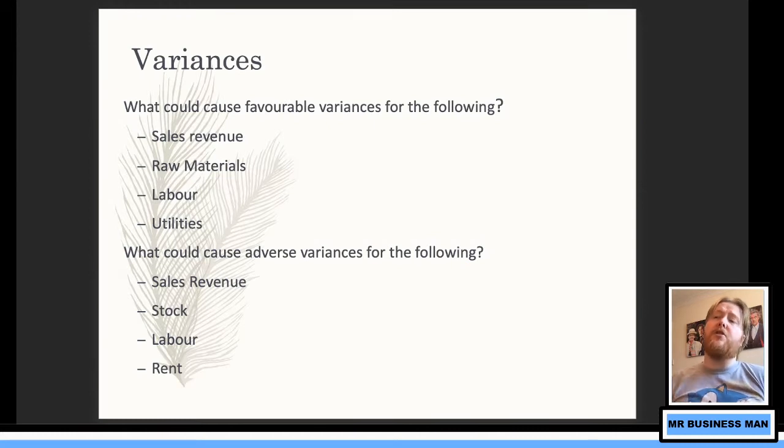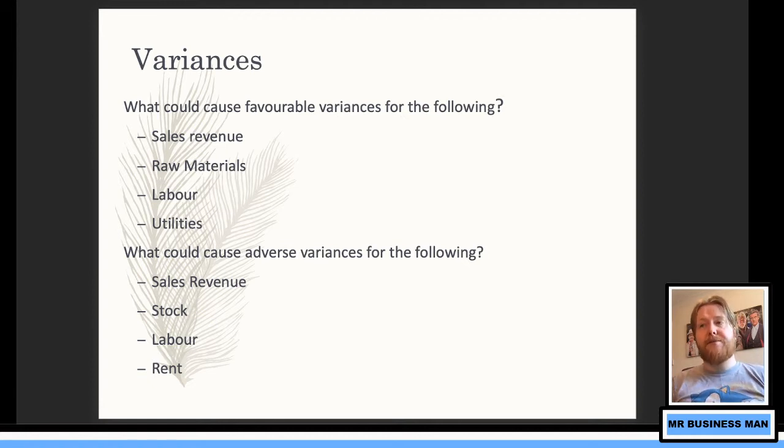Okay, so what could cause favourable variances in the following? Sales revenue, raw materials, labour, utilities. So what could happen to make these better? Well, sales revenue, we could just sell more than we thought we were going to. So a trend could come out, something like that, or a competitor could do something. Some kind of celebrity might do something that makes people want this product.